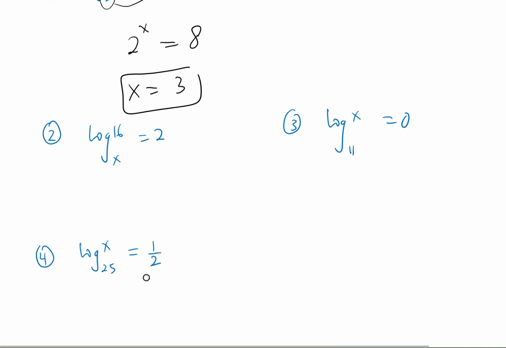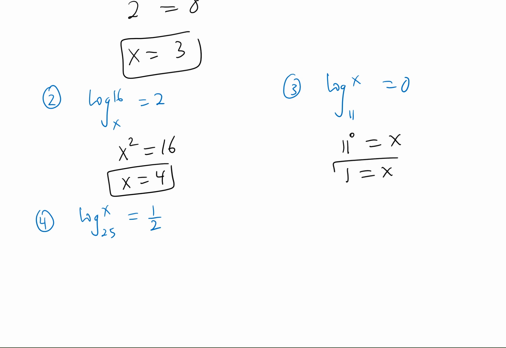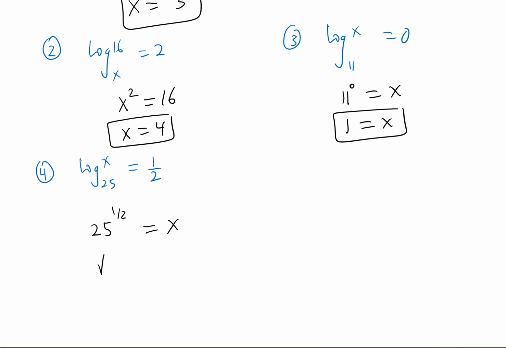Number 2, we have x squared equals 16. So what is x? 4. It can't be negative. The base can't be negative. 1 to the 0 is x. So 1 is x. 25 to the 1/2 is x. But 25 to the 1/2, that's the square root. So 5 equals x. That's how we apply the definition of logs.